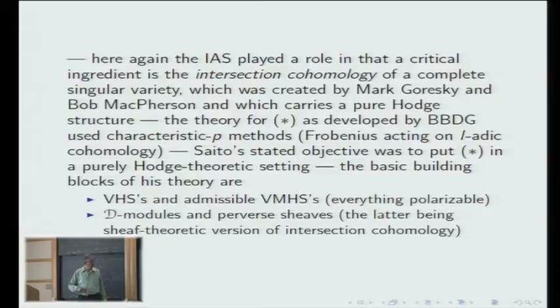So the building blocks of his theory are variations of Hodge structure and admissible variations of mixed Hodge structure, how the Hodge structure behaves in a family even when there are singular fibers, and D-modules and perverse sheaves. The perverse sheaves being the sheaf theoretic version of intersection homology of Goresky and MacPherson.